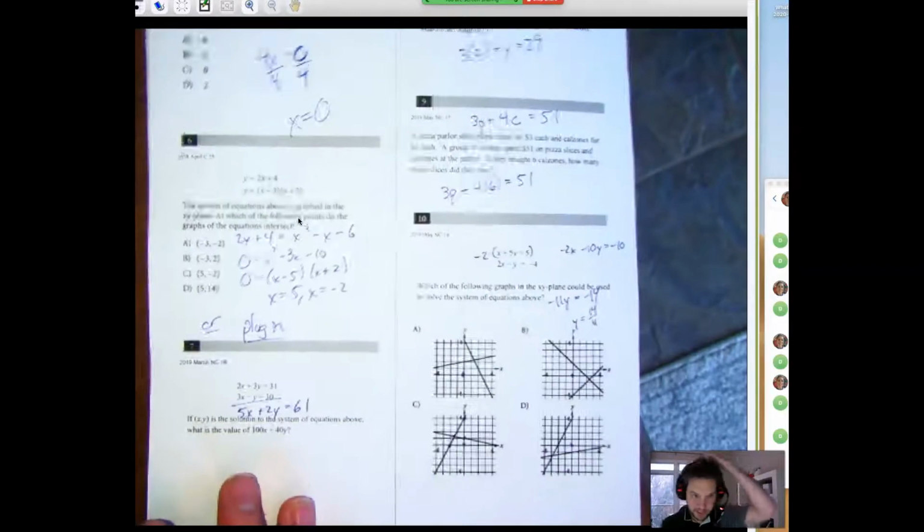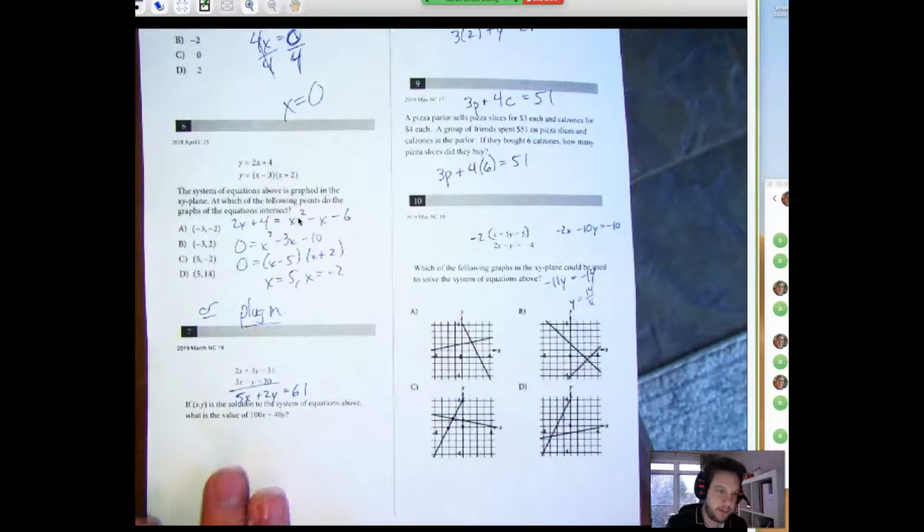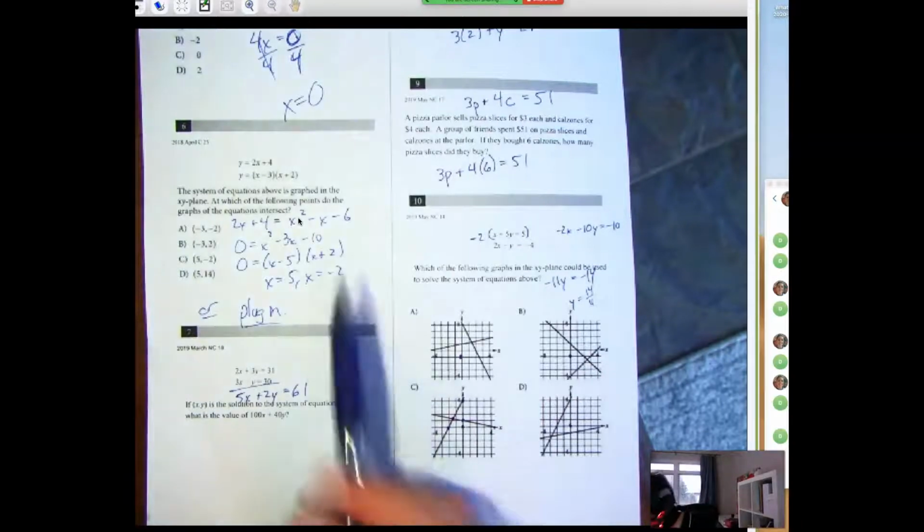6 is a little tougher. 6 is a quadratics problem. Is there another way you could get this to work? And I'm going to show both.